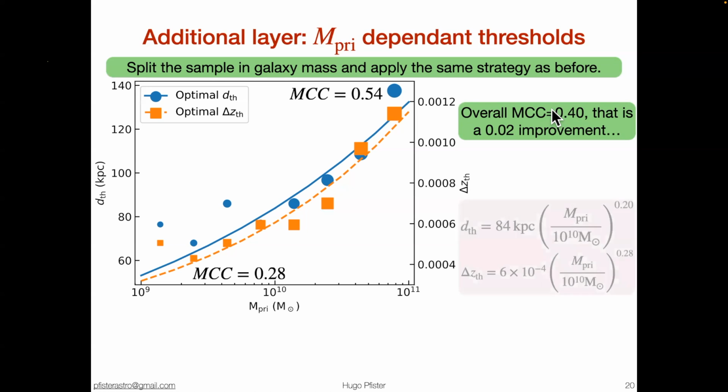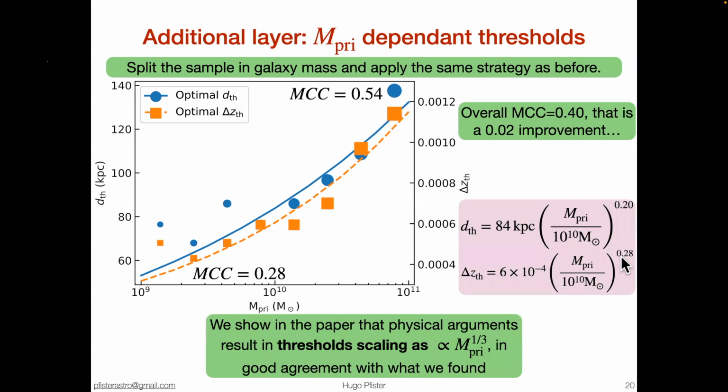But what I was happy about is that if you look at the evolution of these optimal thresholds as a function of the mass, you find a power law, which is 0.2 or 0.28. And from theoretical arguments, with pen and paper, a back of the envelope calculation, you can show that these parameters should scale as 1/3. So it's very nice because we found these optimal parameters with machine learning, and with first principle physical arguments, we can understand the scaling. So this makes us very confident in the selection process and in the catalog in general.